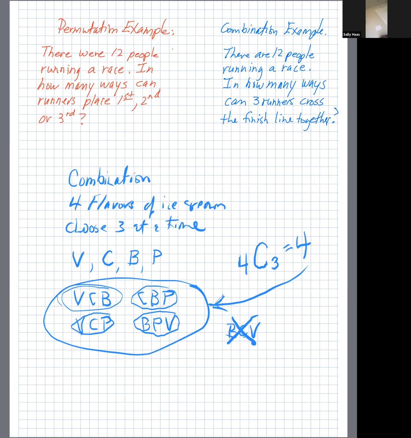So that's what the formula does. It gets in there and takes out all of the repetitions for us for combinations. Permutation, he's like, oh, I want chocolate on the bottom and the vanilla on the top. So there's only one way you can do that. And so if someone decides to flip it, well, that's a different way. So now there's 2 ways to do it. So that's why we get different answers.